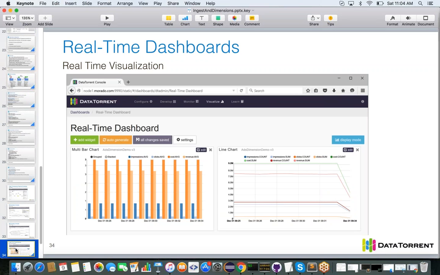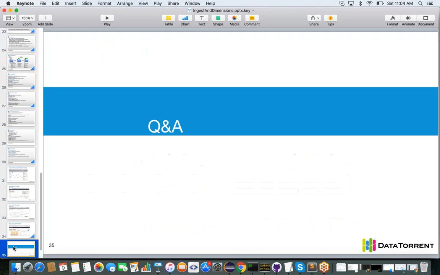Here's an example of an in-stream visualization. So here's your impressions, clicks, and cost, and an average of that in real time using widgets available out of the DT console. This is, again, an RTS offering.